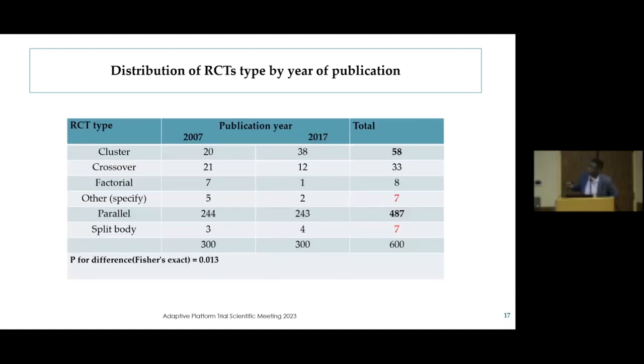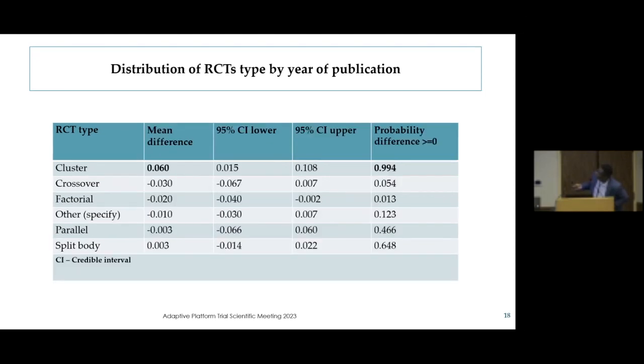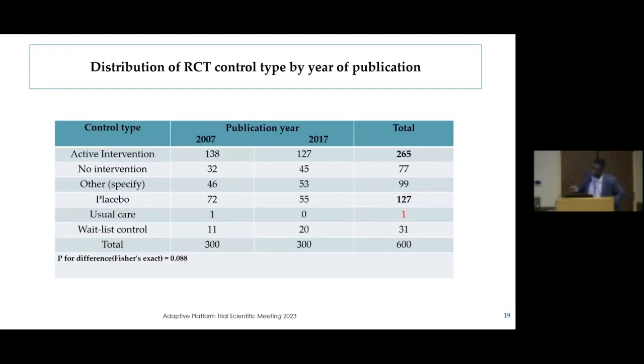Now, like I said, we just picked a few trial characteristics. Another one here was the distribution of RCTs by year of publication. So we looked at, okay, no, let's go to the next one. I want to go to a more interesting one, RCT type by year, no, okay, by control type. Yeah. We also looked at this to see, depending on the control type, what does the data look like?